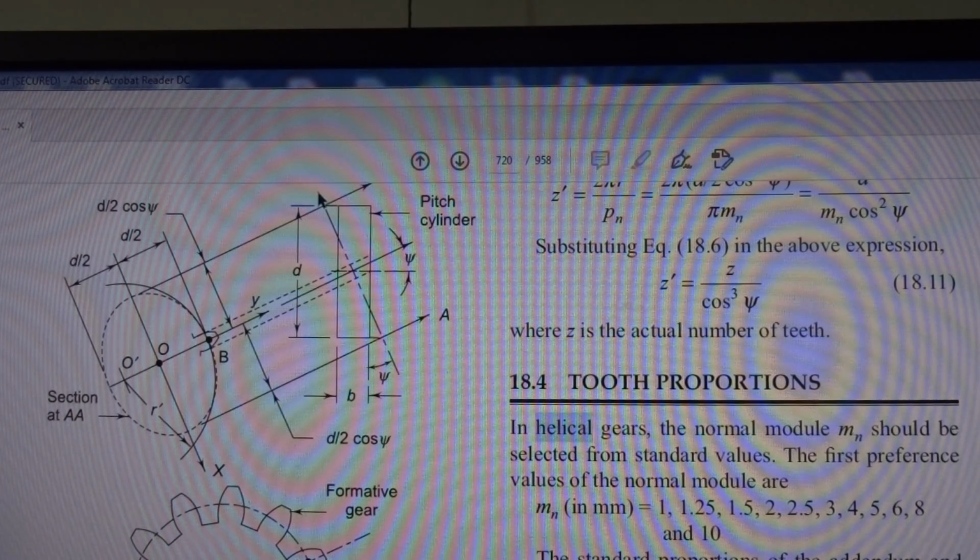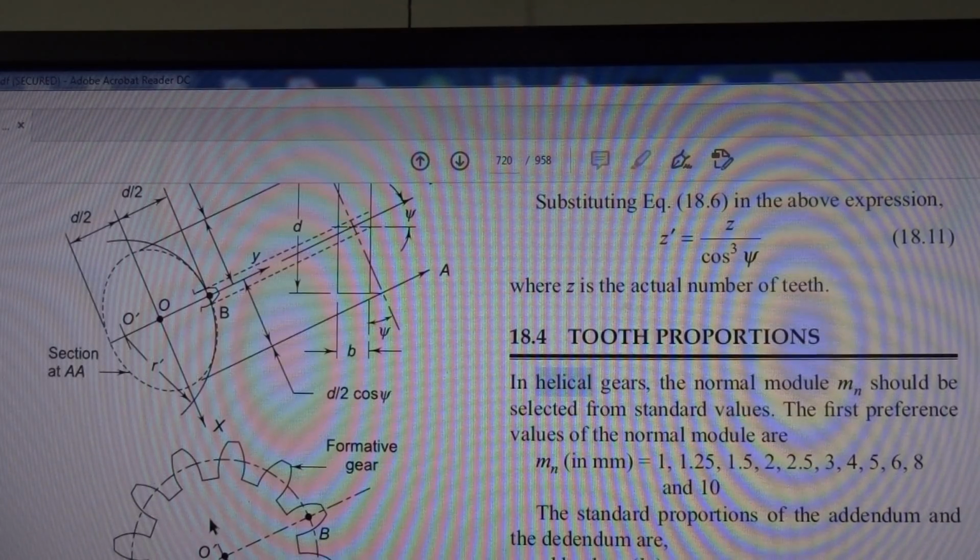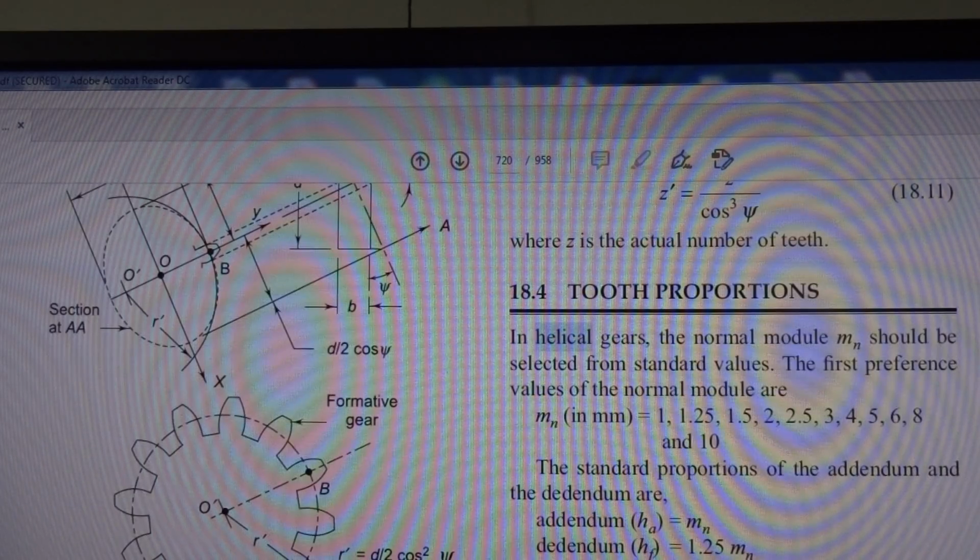This plane is the normal plane of the tooth, and here an ellipse is formed whose semi-major axis is d by 2 cos psi, shown in the figure, and whose semi-minor axis is d by 2.